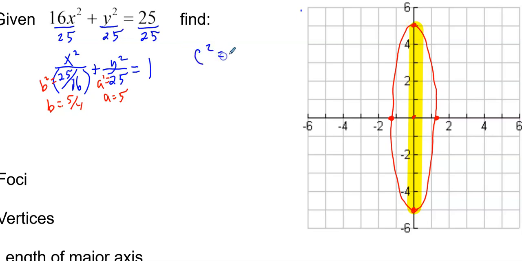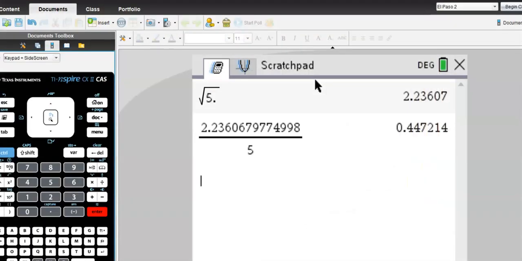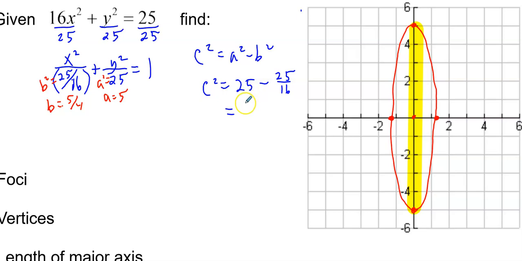So C squared, if I remember the formula, is A squared minus B squared. You might need a calculator for this section because it's got a lot of fractions. So that'd be 25 minus 25/16. The reason is because we've got to convert this to 16 times 25 over 16. So I'm just going to type that in. So 25 minus 25/16, I think. 375/16. So 375/16 is C squared.